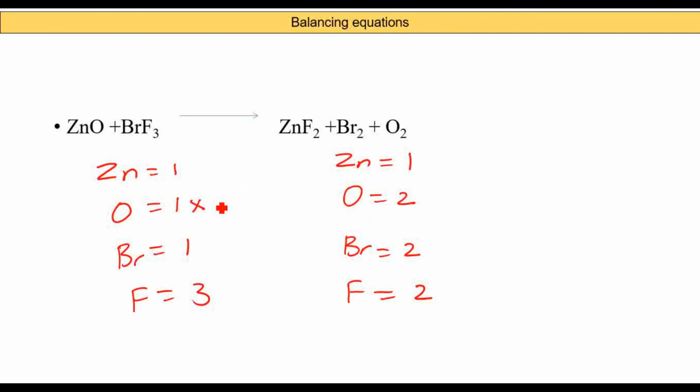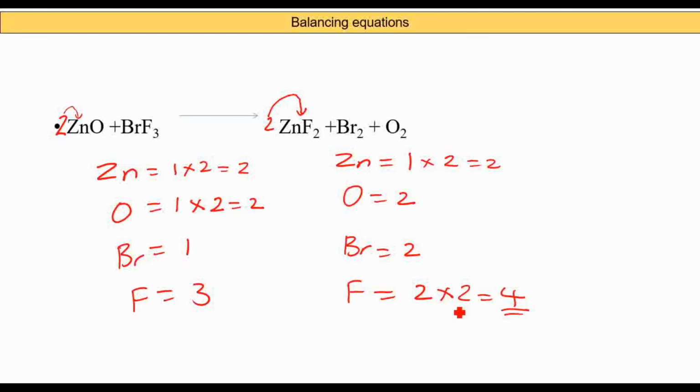So if I times my oxygen on this side by 2, I'm going to take that 2 and put it in front of the compound. That's now going to affect my zinc. Remember, balancing is trial and error. My zinc has now become 2, so on this side I now need to change that to 2. So I times that by 2 and I put a 2 there. That's now going to affect my fluoride. My fluoride is now going to become 4.